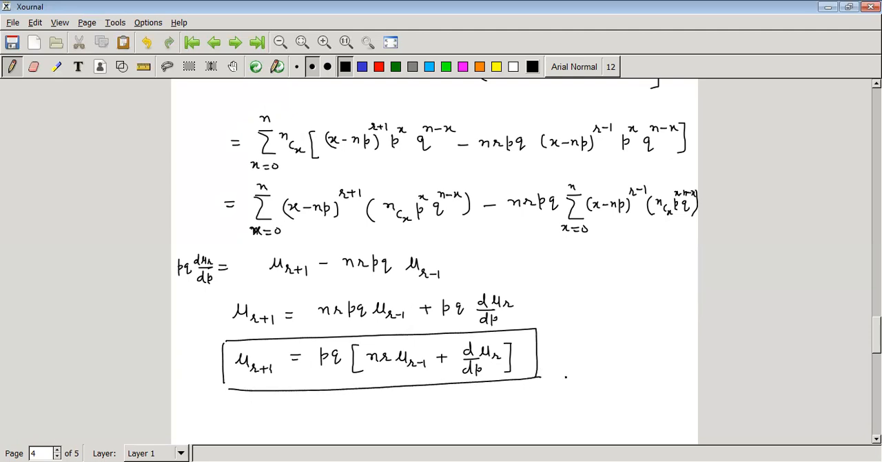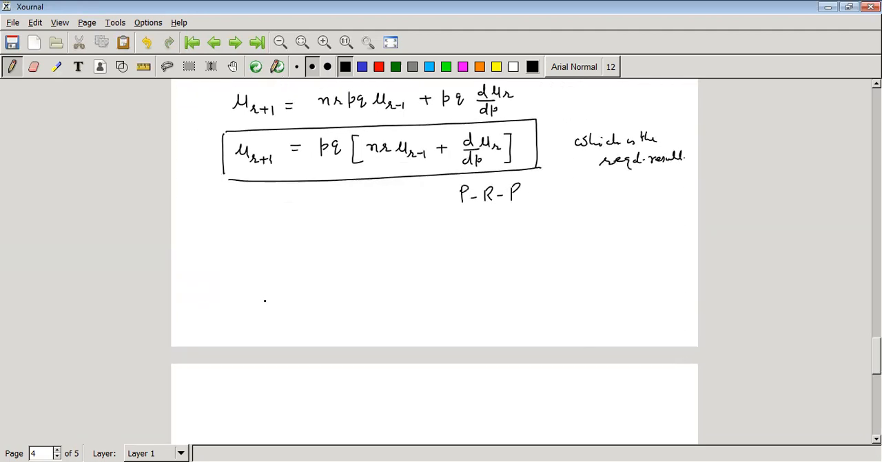go through, pause the video, revise the content, and then proceed. This is very, very important. Okay. So which is the required result? Required result.